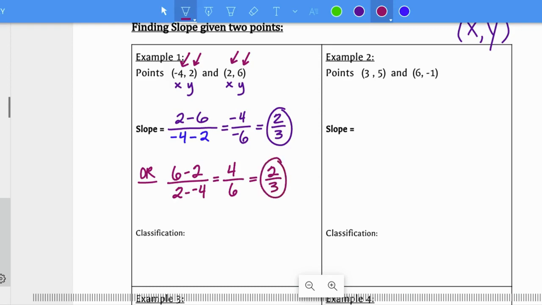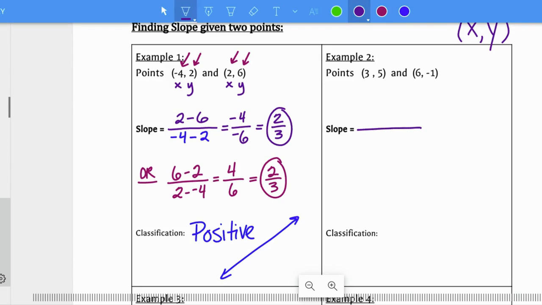So again, order doesn't matter. You're going to end up at the same place. You're just going to either have negative over negative or positive over positive. Either way, these will give you a positive slope, giving you some line heading in that direction. Let's do one more example together. Or you can pause this and try it on your own at first.